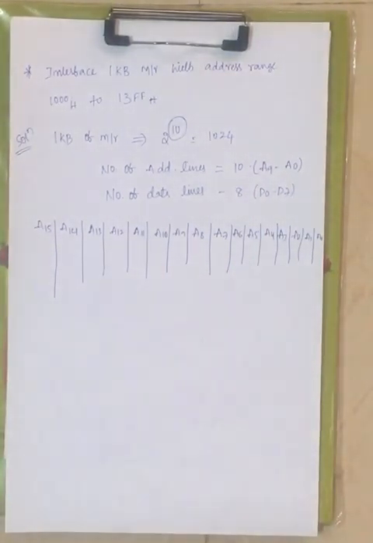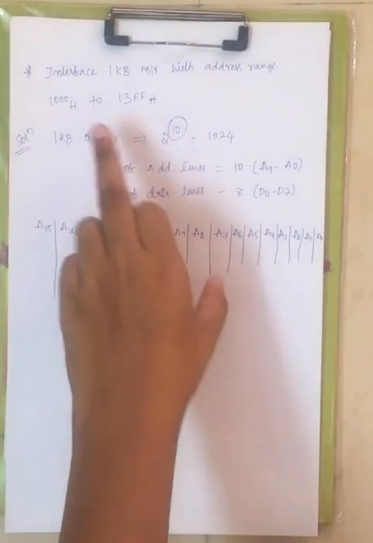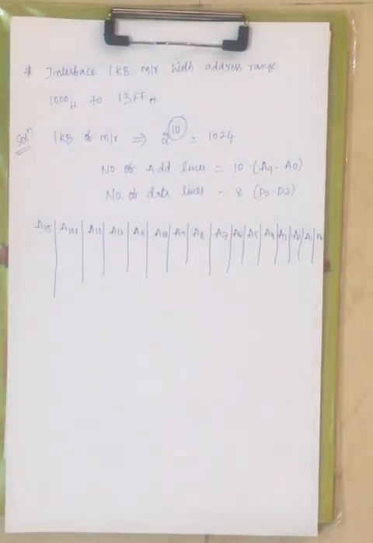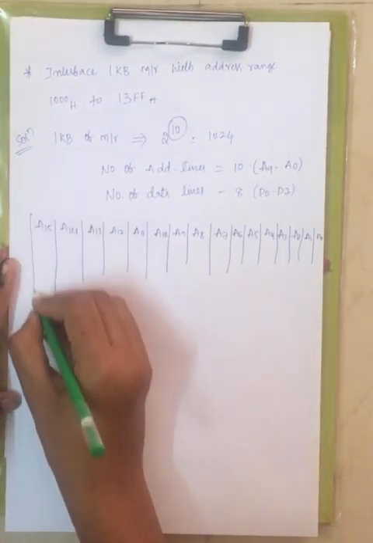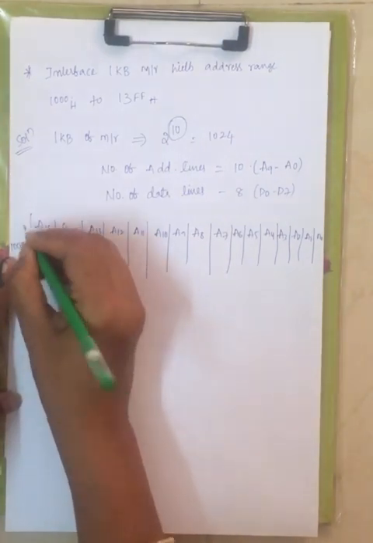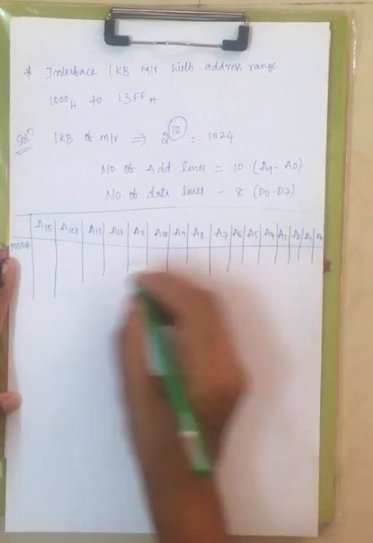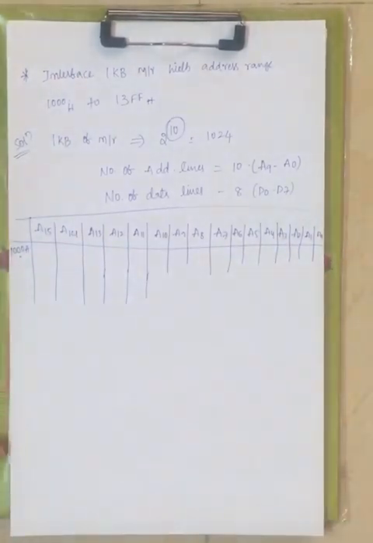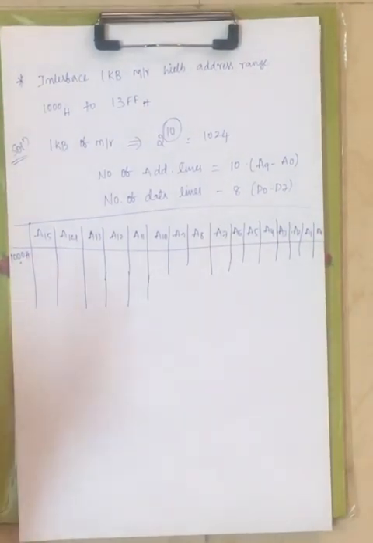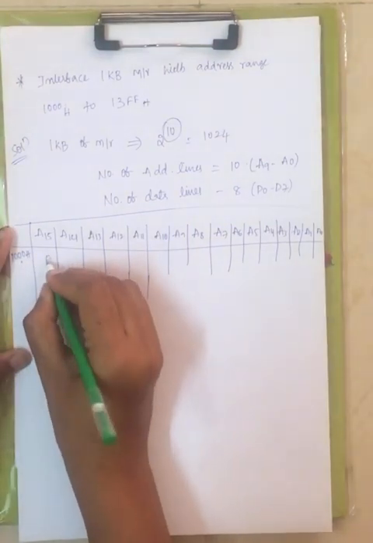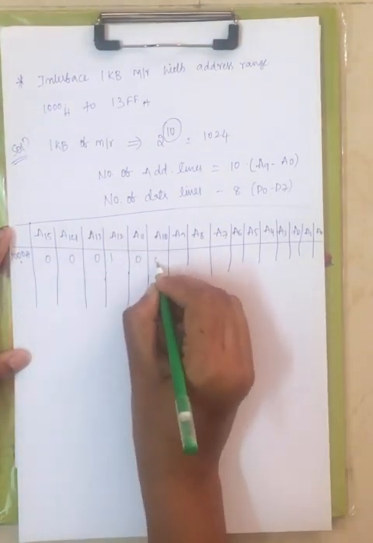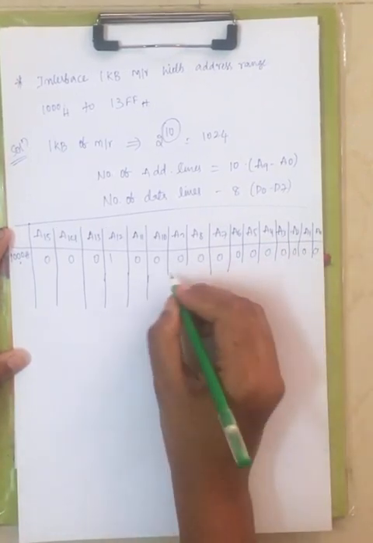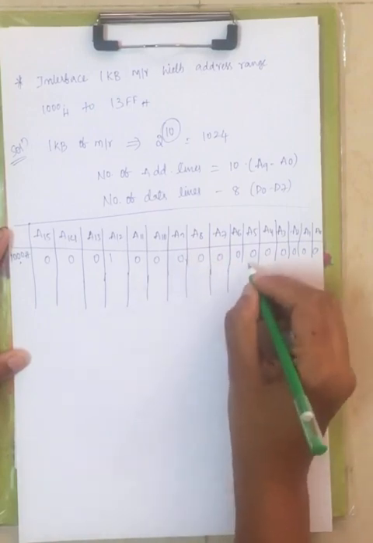Now these are the address lines for your 8085 microprocessor. Given in the problem, the address range should be 100H to 13FFH. Now represent this in binary form. How will you represent hexadecimal in binary form? In 4-bit form. The first one is 1, that is 0001, and all the others are 0. This is the first address representation.